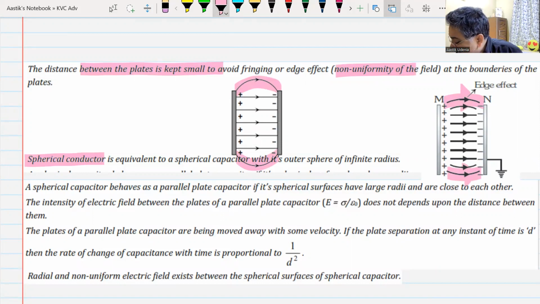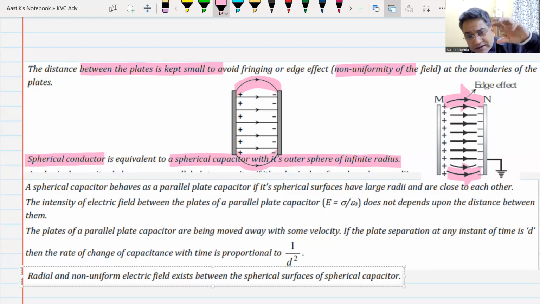An isolated spherical conductor is actually a spherical capacitor with one plate as the sphere of radius R, and the other plate at infinity. Do we understand this? Yes. So a spherical conductor is nothing but a spherical capacitor. One plate is here and the other plate is at infinity. Do we understand this? Yes.